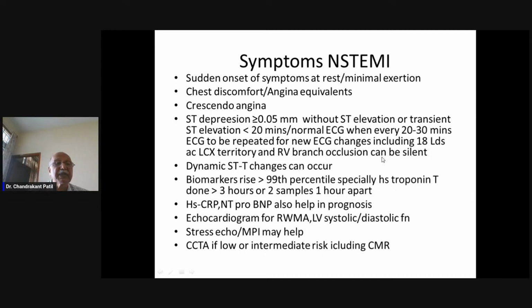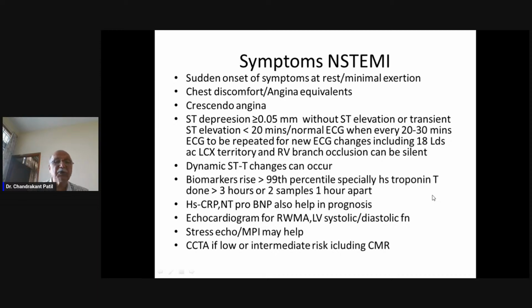And biomarker rise more than the 99th percentile, especially high sensitivity troponin T, done more than 3 hours apart, or 2 samples 1 hour apart. If there is a rising trend, you have to suspect it. And of course, hs-CRP, that is high sensitivity CRP, and NT-proBNP also help in the diagnosis. If they are elevated, they all indicate a high risk only.